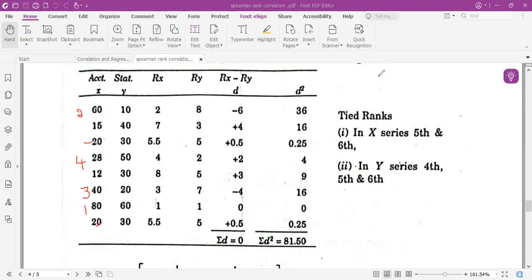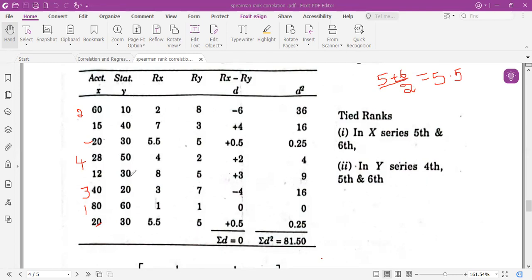So therefore it will be 5 plus 6 averaged over 2 times, so it will be 5.5, 5.5 each. Fifth, sixth, then you have seventh rank. Seventh rank is 15. The eighth rank is 12. So like that it goes on.